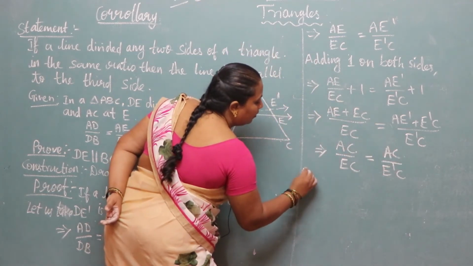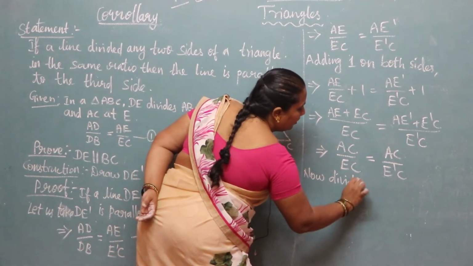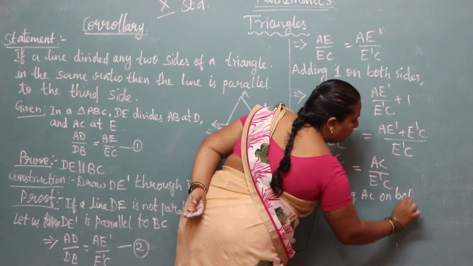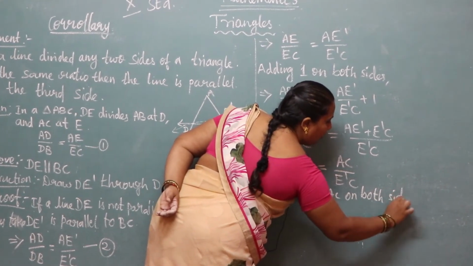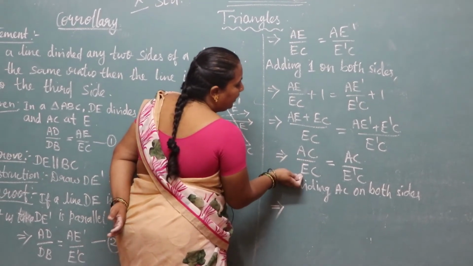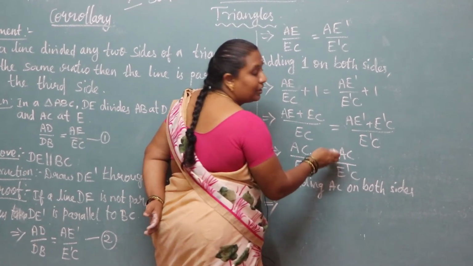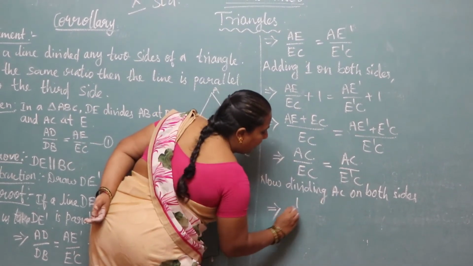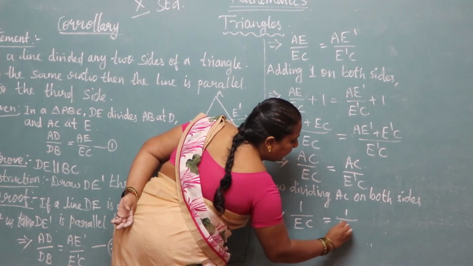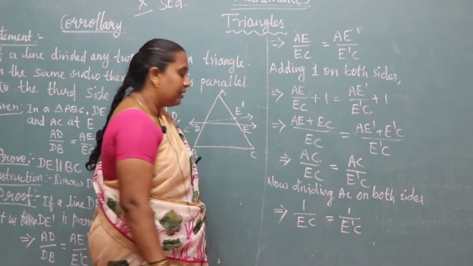Okay, now dividing AC on both sides. We are dividing AC on both sides, which means this AC should be cancelled. Here also AC dividing means this AC should be cancelled. So we get 1 by EC equals 1 by E dash C.